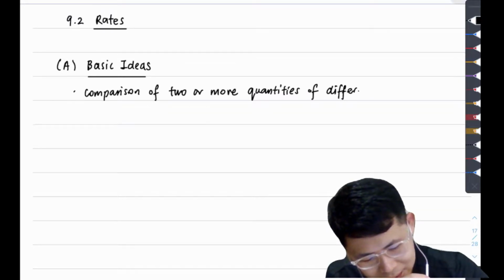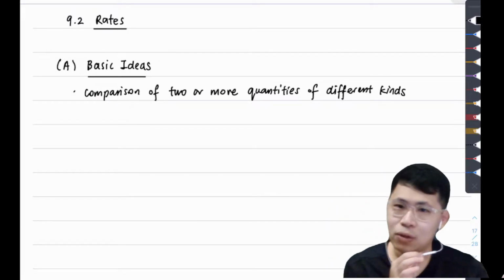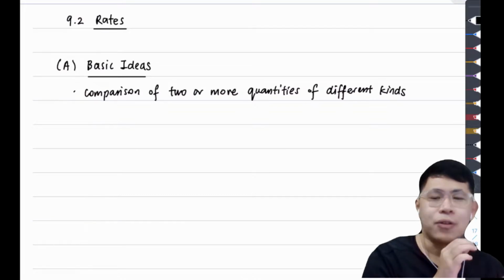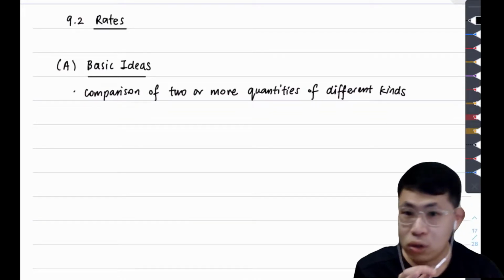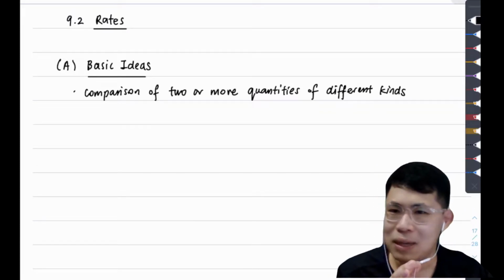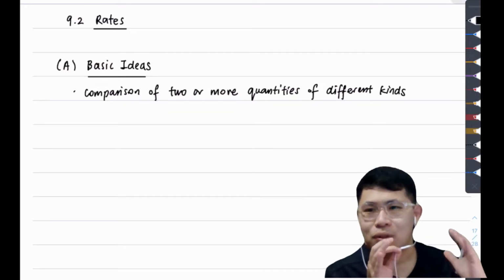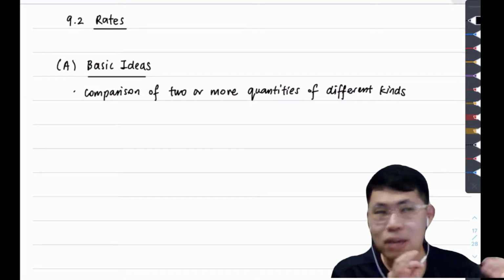What does that mean? Instead of just comparing length and length, we're going to look at length and mass, mass and volume, and so on and so forth. We're going to look at money to something else, money per liter, money per meter square. So we're going to look at different quantities meshed together.